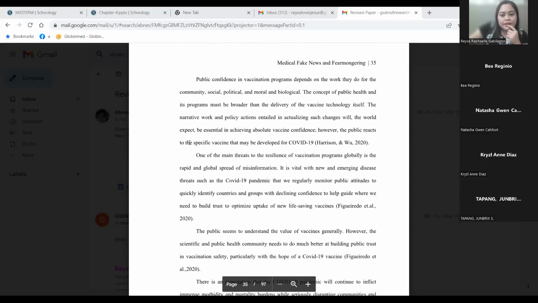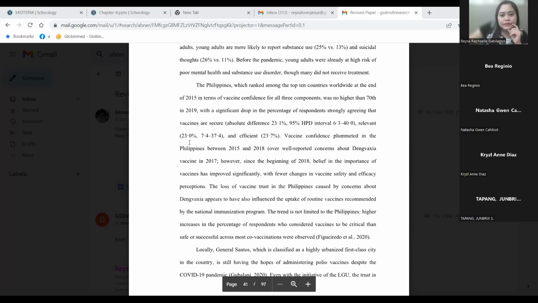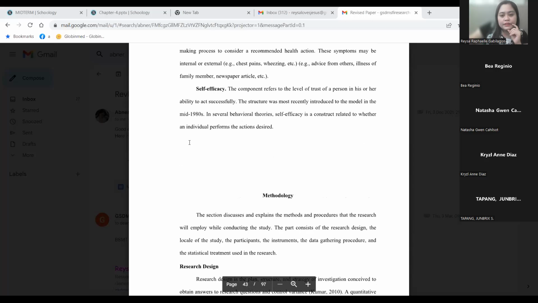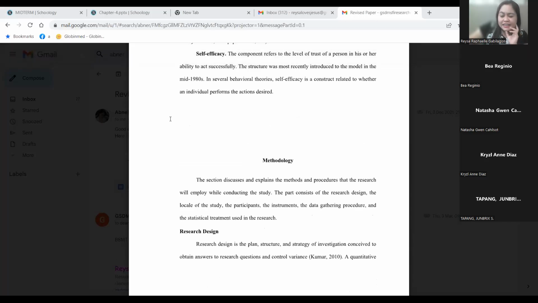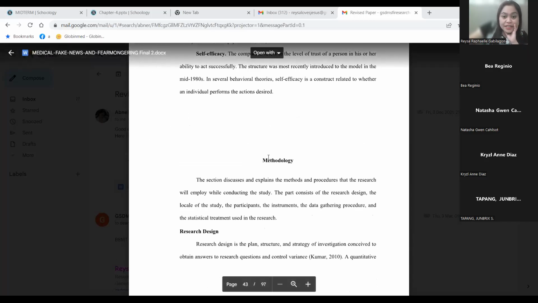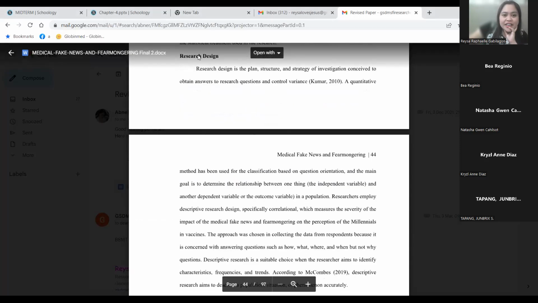Okay. This page got messed up, class, but this should be the next page. So the section is entitled Methodology, and then you provide a very short introduction of what is the content of the methodology section, and then again you start with the research design.